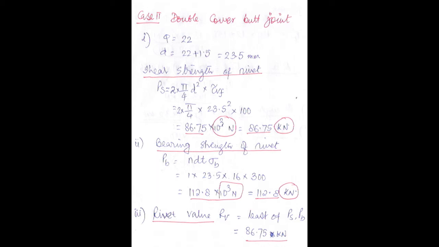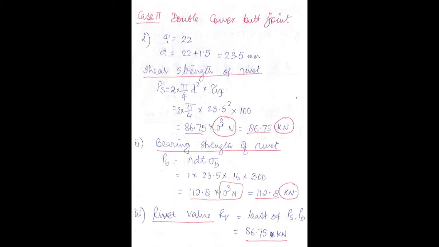Second step, bearing strength of the rivet. What will it be? PB is equal to N into D into T into sigma B. So what is the value of N? N is 1. Here it is double cover, but it is not double rivet. So the value of N should be 1 only, because N is the number of rivets. Correct? So N will be 1. Then D is 23.5, T is 16 and sigma B is given as 300. So this comes out to be 112.8 kilonewton.